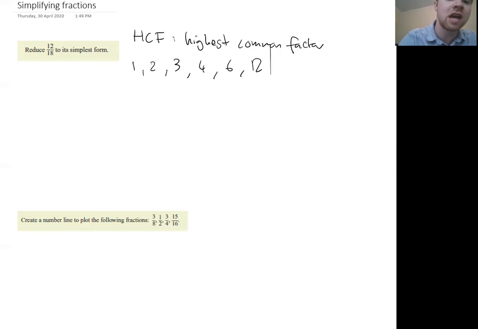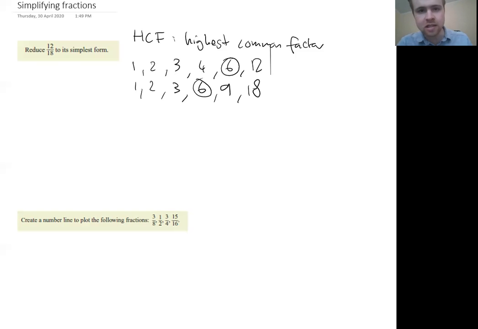We can divide 18 by 1, 2, 3. We can't do 4. We can't do 5. We can do 6. We can do 9. And then 18. Okay, so we're going to look for which number these numbers have as a factor in common, and the answer is 6. Our HCF is 6.